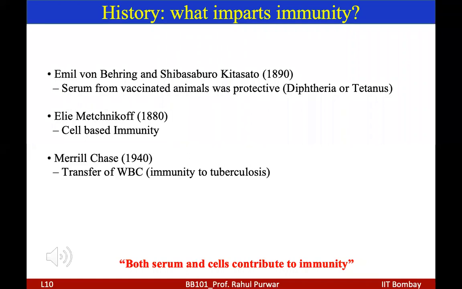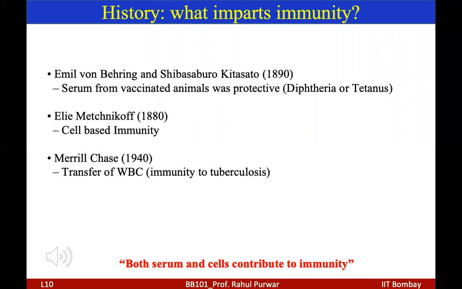If you go back to the history and find out what imparts the immunity, you will find very good work by Emil von Behring and Kitasato in 1890. Actually, they found out that blood from the vaccinated animals has certain components which are protective in nature. In slightly more detail, blood has one liquid component and another cellular component. The liquid or non-cellular fraction of the blood is called serum, and that serum has the antibodies.